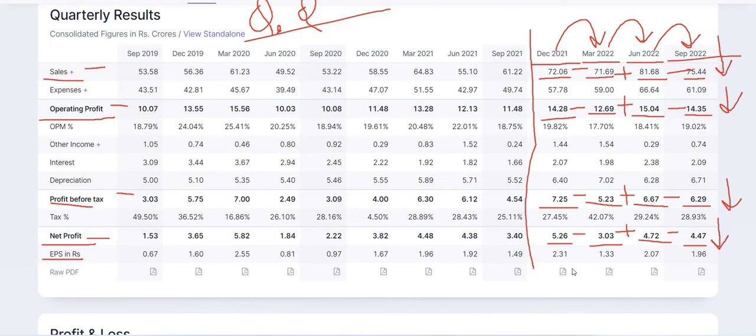Come to EPS, it is 2.31. From there it decreased to 1.33, then increased to 2.07, and then decreased to 1.96. So EPS is also decreasing, not every year, but out of 4 years, 2 years it has decreased in EPS. So we'll mark it in a negative manner.